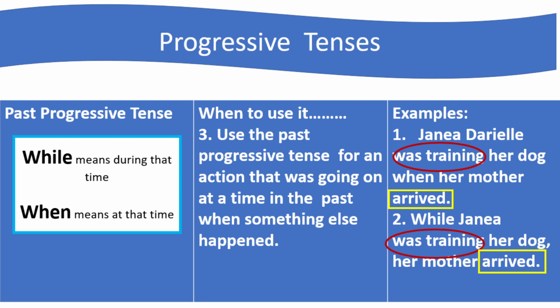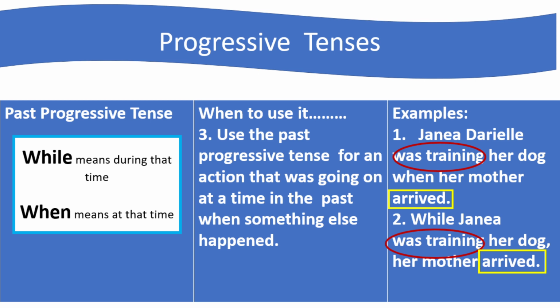Janea Dariel was training her dog when her mother arrived. So was training was the first action that was going on at a time in the past, and arrived was another past action. The second example: While Janea was training her dog, her mother arrived. So was training was the first action, and then arrived was the second action. In these two sentences, we made use of when and while to connect the two actions together.